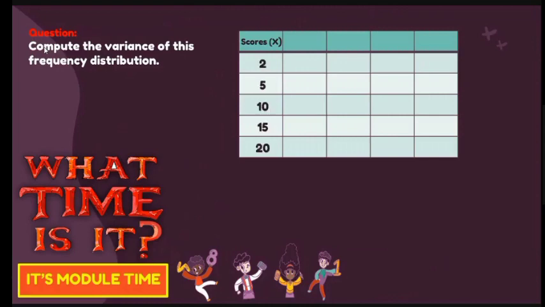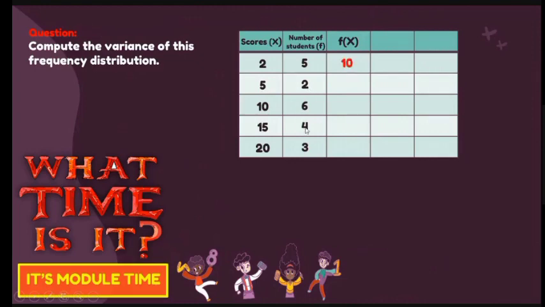So I have the scores or the random variable x such as 2, 5, 10, 15, and then 20. So for the next column, you have the number of students. So you have 5, 2, 6, 4, and then 3. The next thing, after determining the scores and the number of the students, you have to multiply the value of the first column by the second column. So ang gagawin nyo lang, multiply 2 by 5, 5 by 2, 10 by 6, and then up to this part.